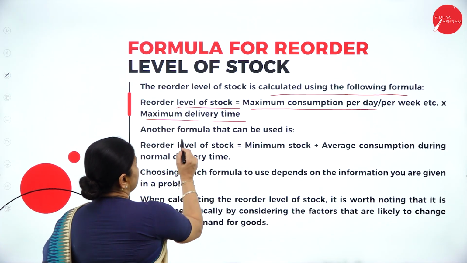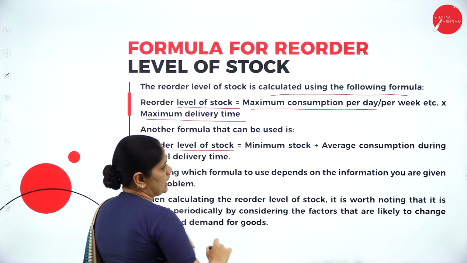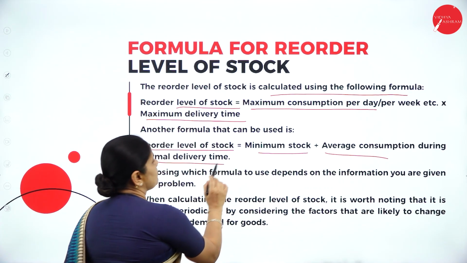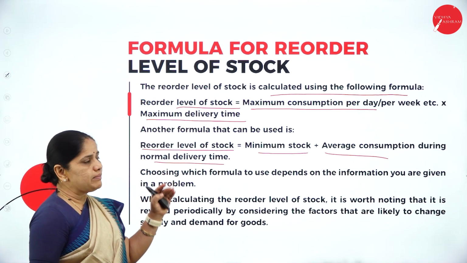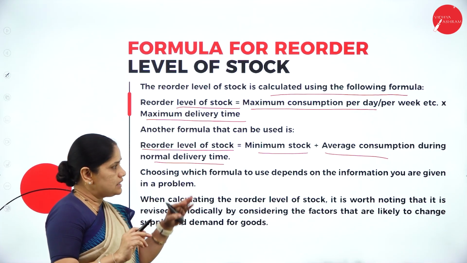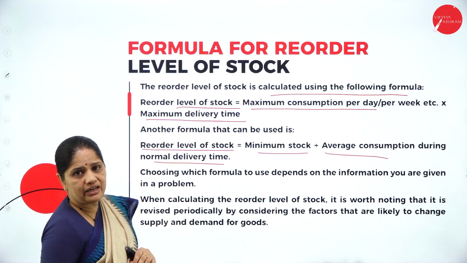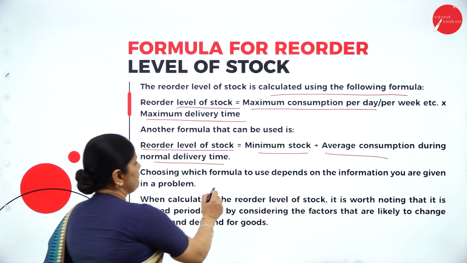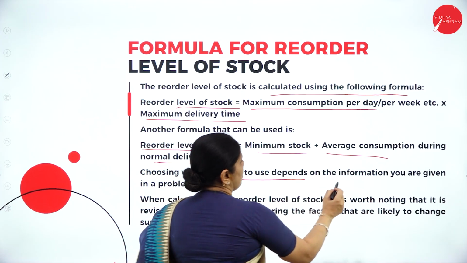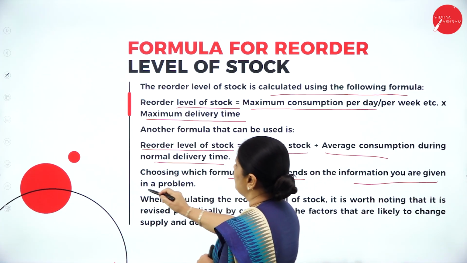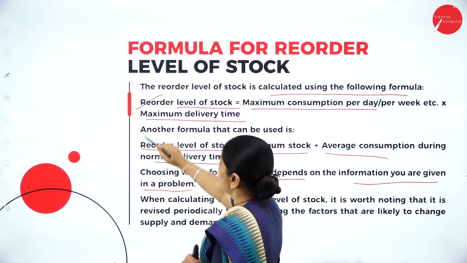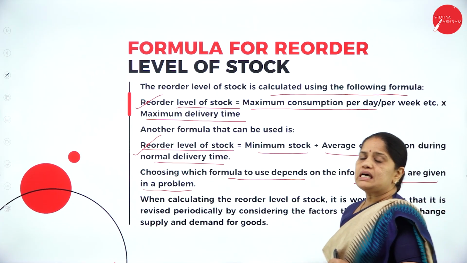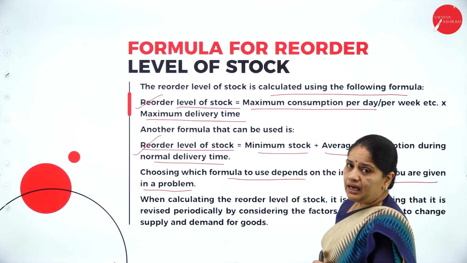Another formula that can be used is reorder level of stock equals minimum stock plus average consumption during the normal delivery time. So, you take the minimum stock, and to this you add the average consumption during the normal delivery time. So, you get the reorder level of stock. Choosing which formula to use depends on the information you are given in the problem. Whether you use this formula or this formula, both are valid. It all depends on what kind of information you are given in the problem.